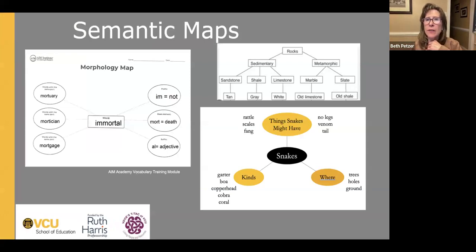So there we have some different semantic maps. You may have seen them before, but they have the advantage of mirroring how words are stored in our lexicon. They're particularly helpful for students with language difficulties because they help them see the new vocabulary and how it fits into the network of words they already know. They visually represent the relationships between words and concepts, and it helps them with their visual spatial systems that aid memory.